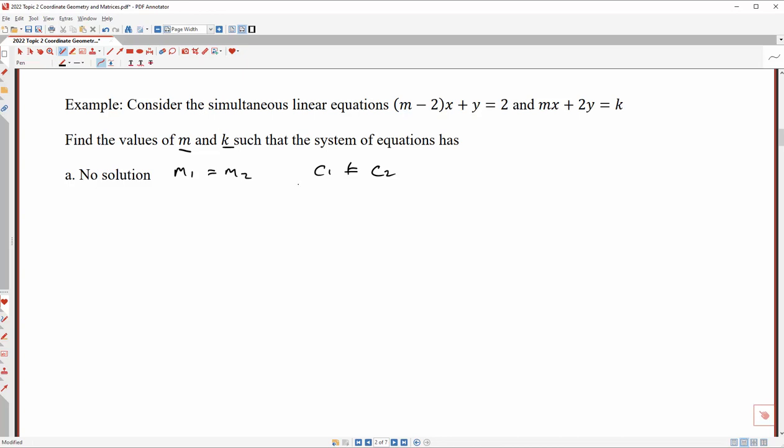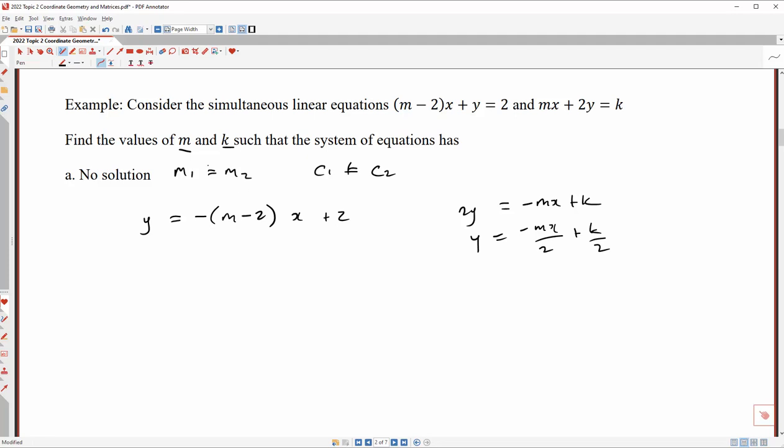Once we have written this down, we're going to get both of these equations into y equals mx plus c form. So our first one is going to be y equals, subtract that thing from both sides, negative (m take 2)x plus 2. This one here is going to be 2y equals negative mx plus k, so y equals negative mx on 2 plus k on 2.